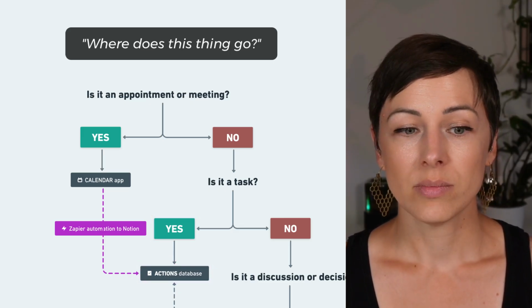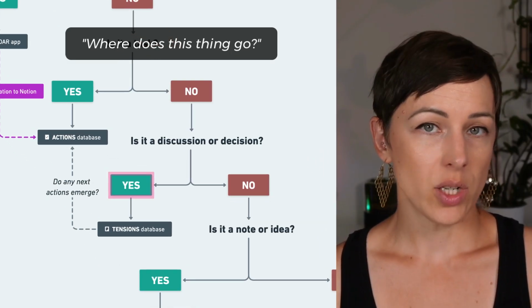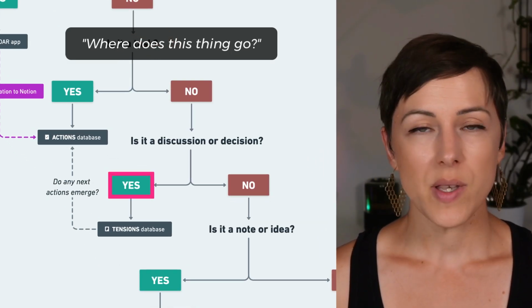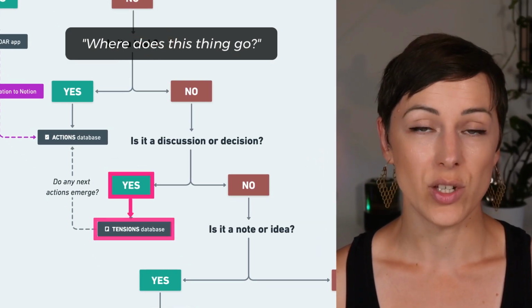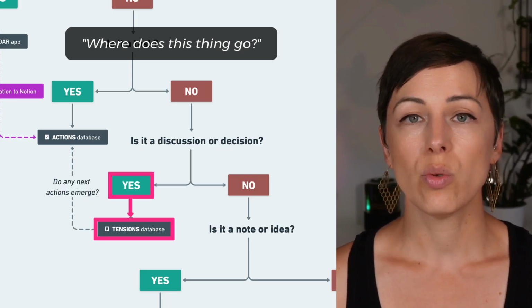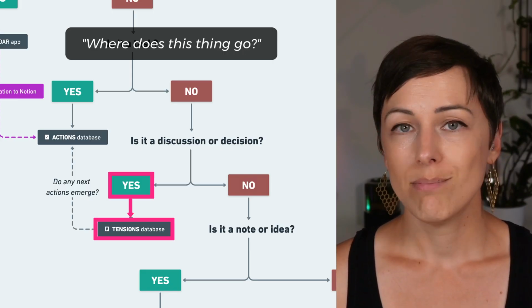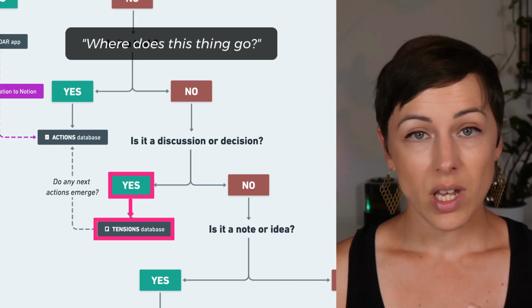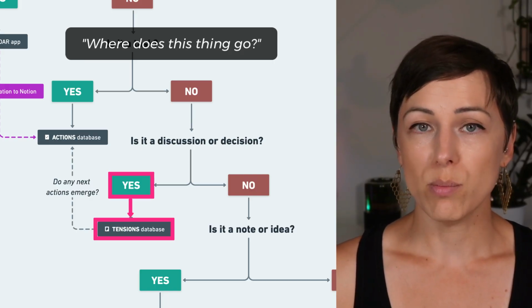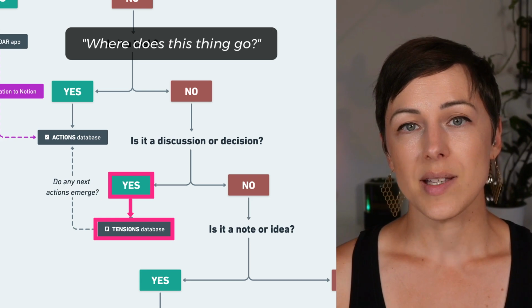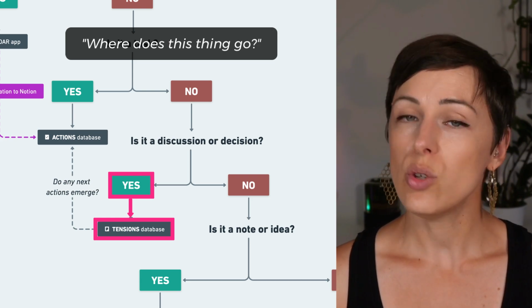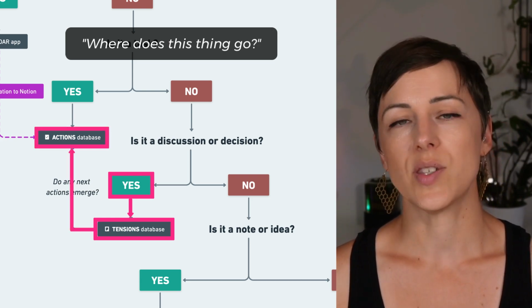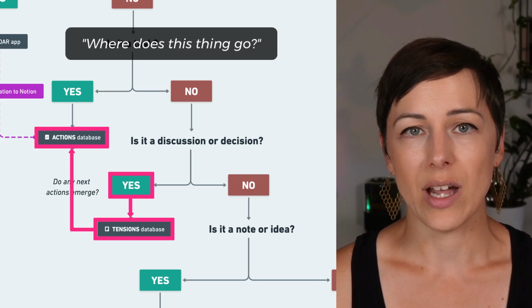If no, we ask, is it a discussion or a decision that needs to be made? I've talked about this in other videos before, about how we use a Tensions database as a team to resolve tensions asynchronously, kind of in place of Slack, really. Tensions are basically anything that's a decision, a question, something that helps us move projects forward. And the idea is that when a tension is resolved, usually there's some kind of next action, and so that will get added to the Actions database.